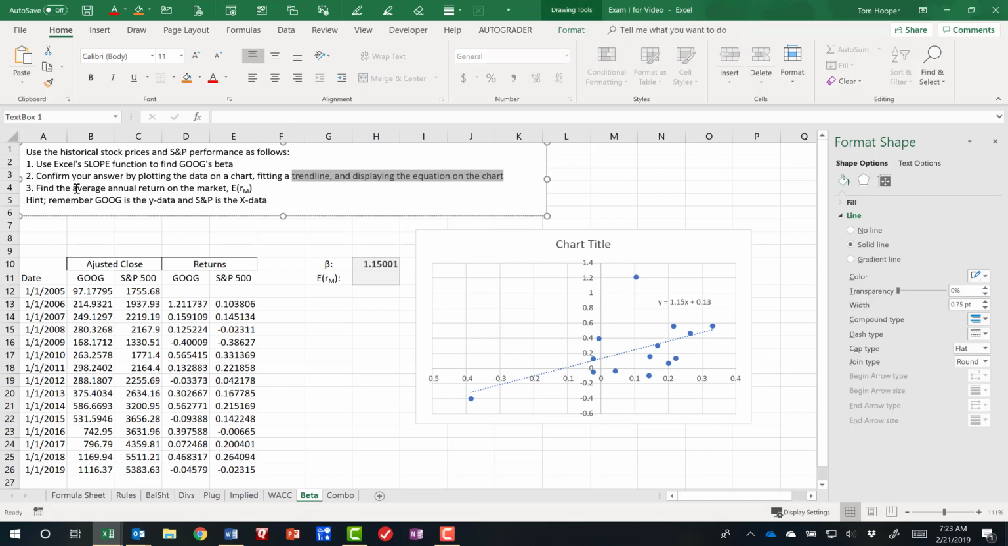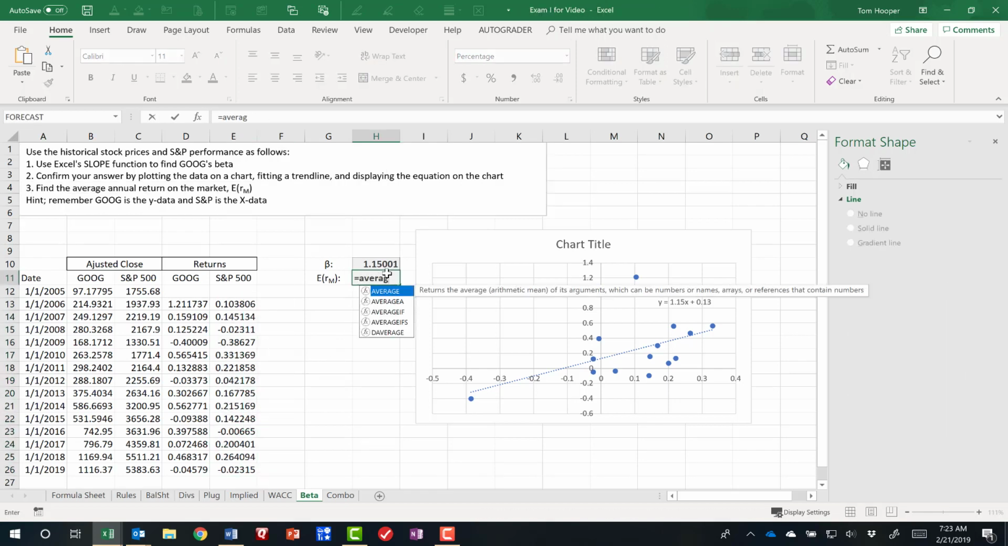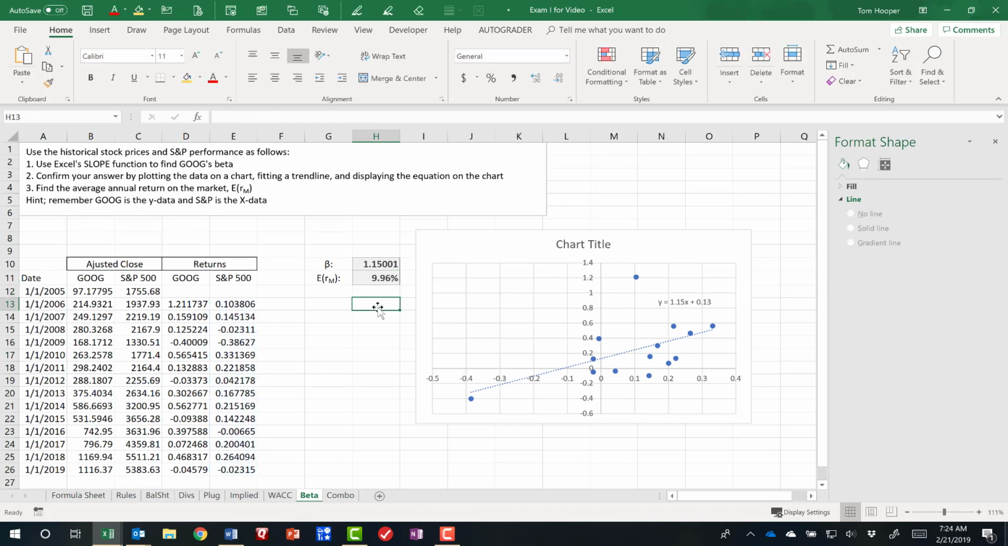We're going to move on to number 3, find the average annual return on the market. Well, that's easy. These are annual returns of the market, and I just want the average. So I'm good there. 10% on the market through the early 2000s. I guess that sounds about right. Okay.